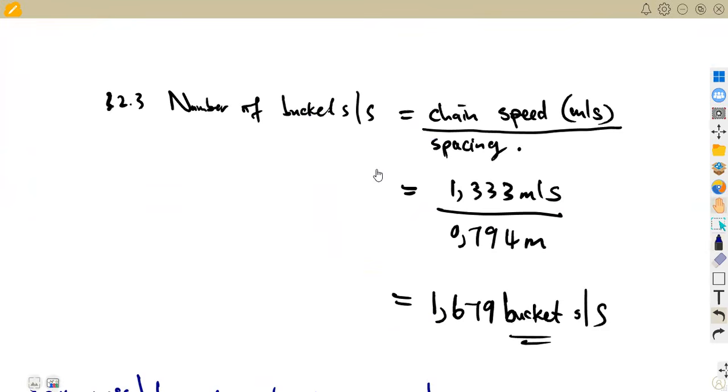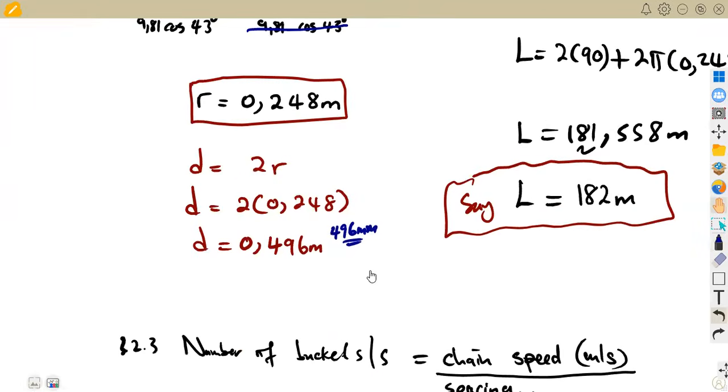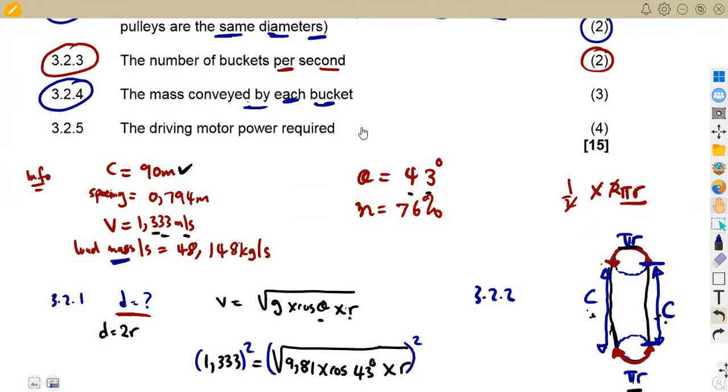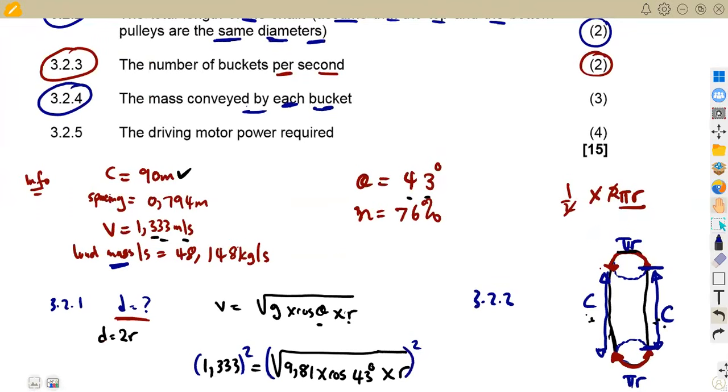All right, so you're going to consider 3.25, which is the last part of our question, whereby they need us this time to calculate the driving motor power. So how are we going to have the drive motor power? Remember, the motor power in this case is the input power, that is our Pin. The Pin is the power of the motor.